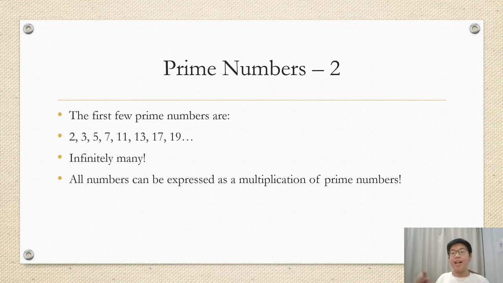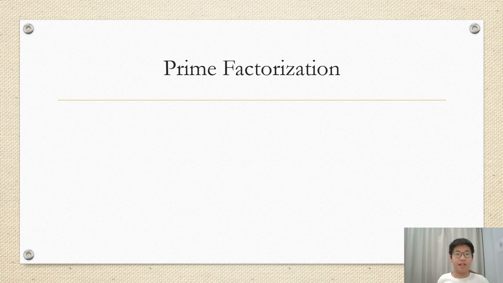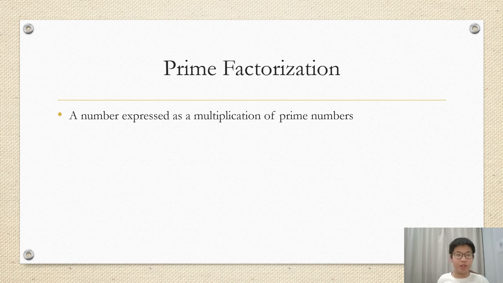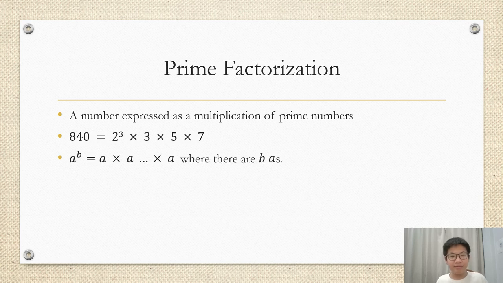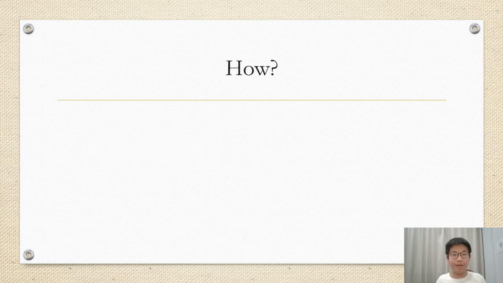And here's the trick. All numbers can be expressed as a multiplication of prime numbers. It's called prime factorization. Obviously, that's the definition I was just given. For example, 840 is 2 cubed times 3 times 5 times 7. And the little number at the top means how many times you have to multiply that number.